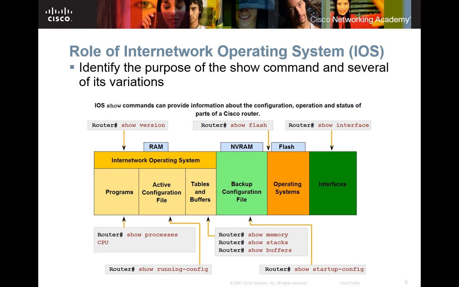You can do show processes, CPU. It'll show you everything that is running on that router or that switch. You can do show memory, stacks, and buffers. That gives you everything that's in here. You can also do show IP route. Showing interfaces is all in the interface area. And then running config is also in here in your active configuration. Your startup config is here. Does that make sense?